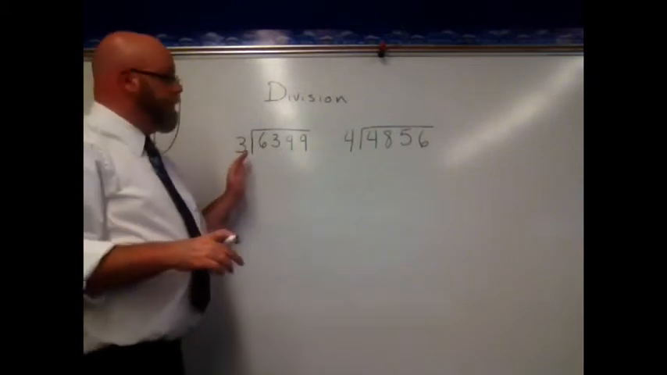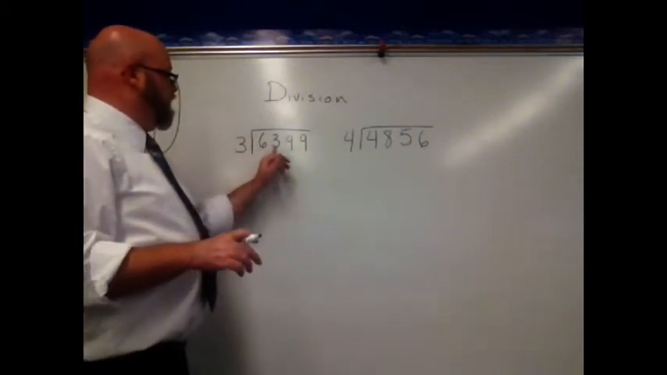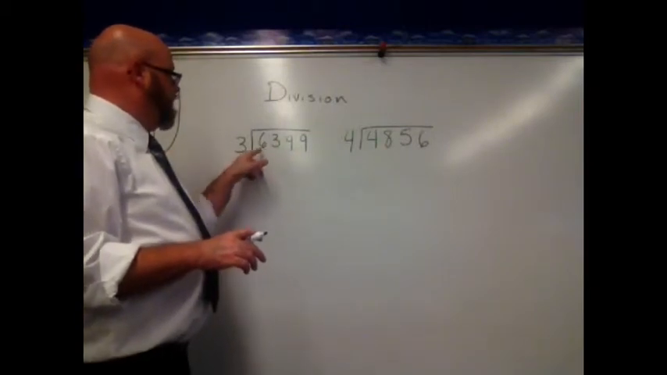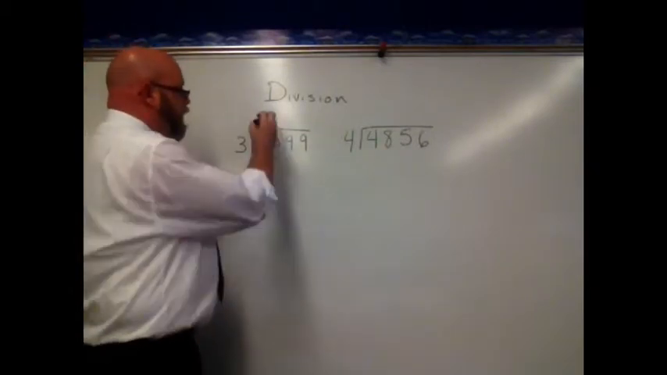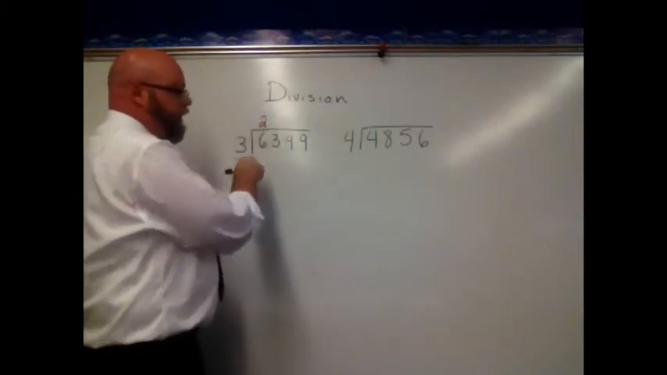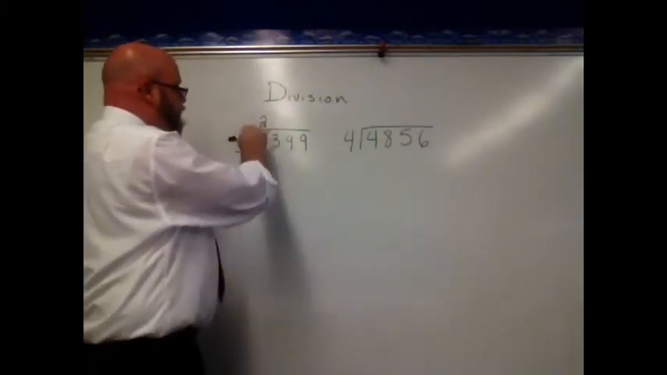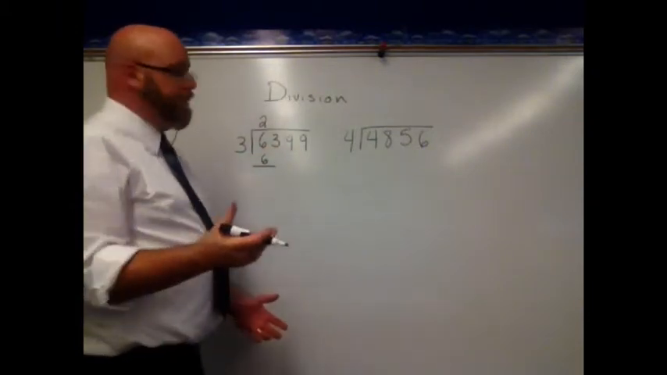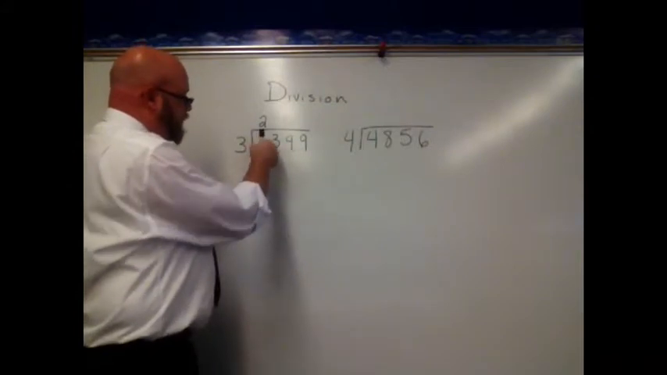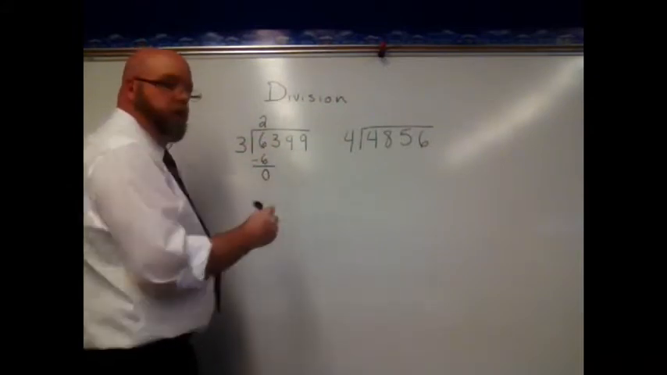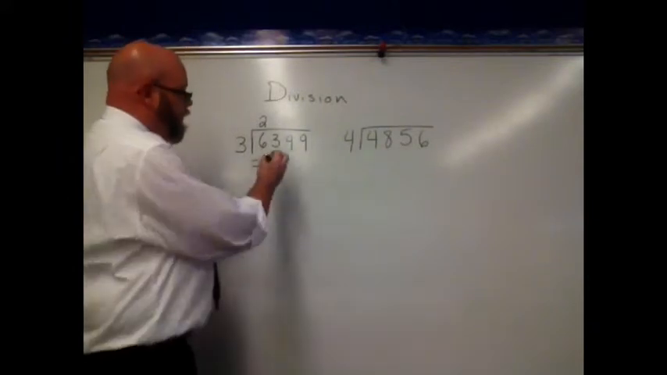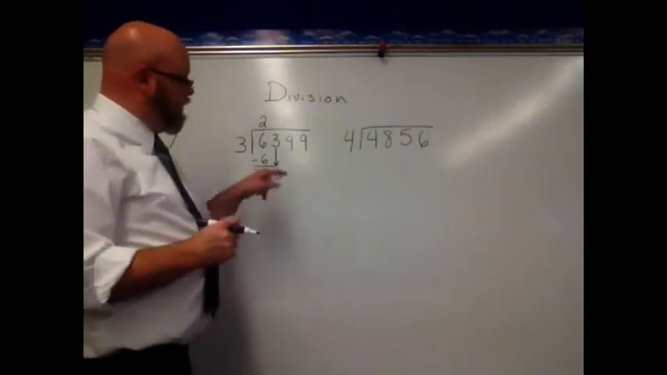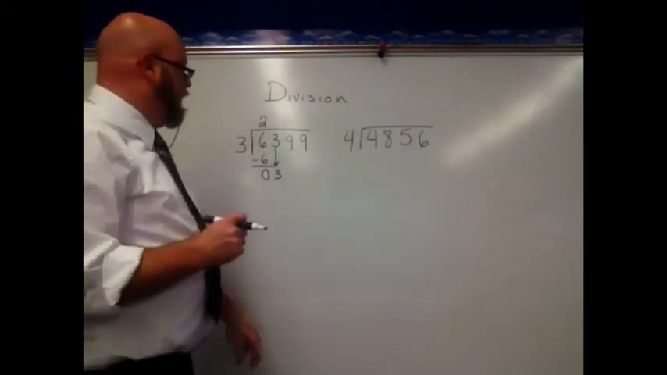So let's start here. 6,399 divided by 3. I think about 6 divided by 3, well, I know that that will go 2 times. That's my division step. 2 times 3 is 6. That's my multiply step. 6 minus 6 is 0. There's my subtract step. And then I bring down. And I just bring my 3 straight down, keeping it lined up.